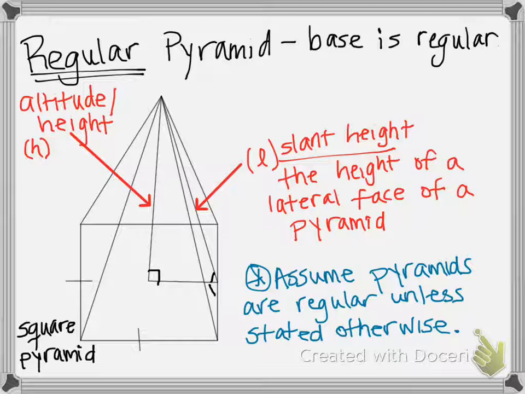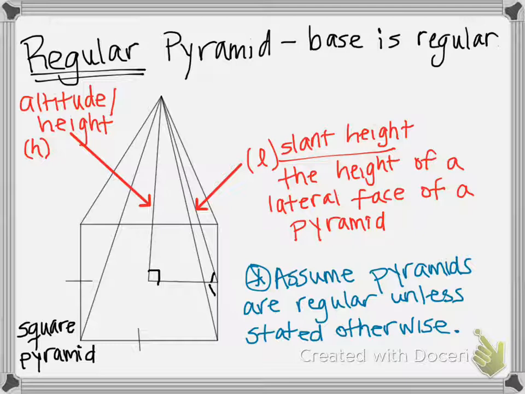So let's talk about what a regular pyramid is. A regular pyramid is a pyramid whose base is regular. So in this case, a square is always going to be regular. All the angles are the same, all the sides are the same. But it could be maybe a pentagonal pyramid that has a pentagon as a base, but it's a regular pentagon. So we've pretty much discussed what the word regular means. It's the same case, but this time referring to just the base.